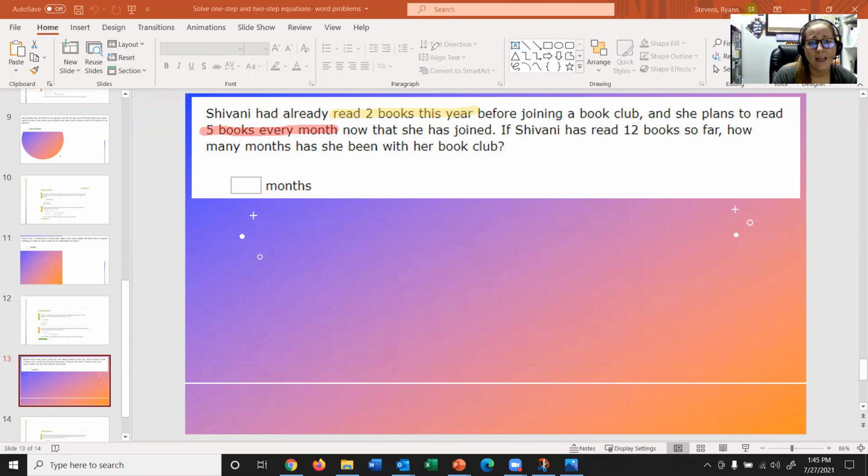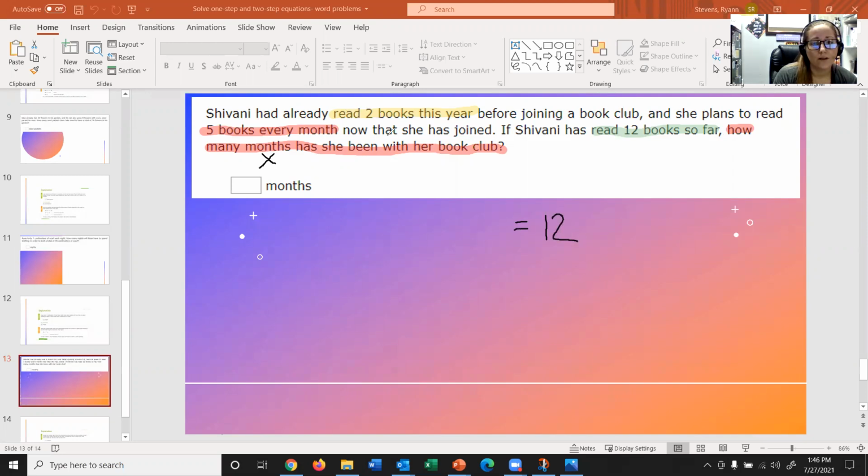And it's saying that she's already read 12 books so far, but we want to know how many months she's been with her book club, which is telling us that our variable is going to represent the amount of months she's been with the book club. So we know that she's already read 12 books so far. So we're going to set all of this equal to 12.